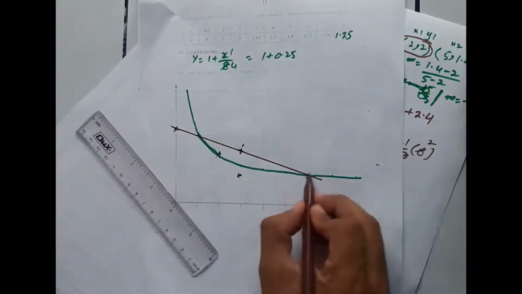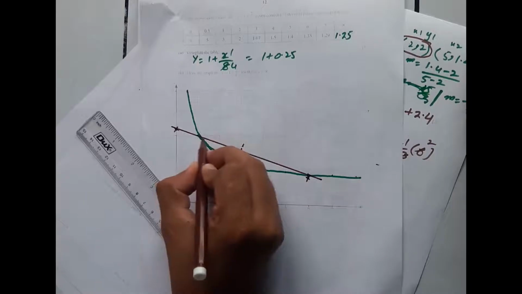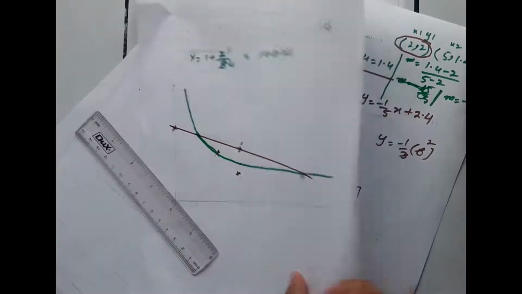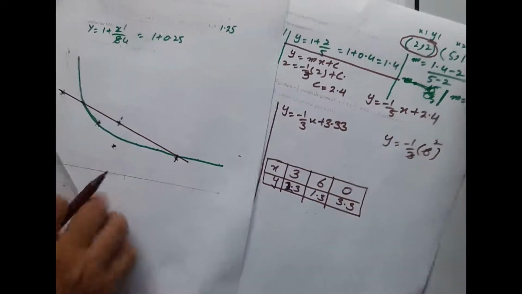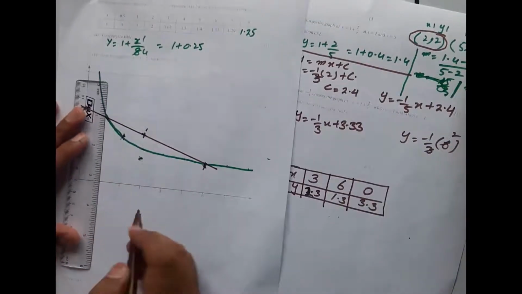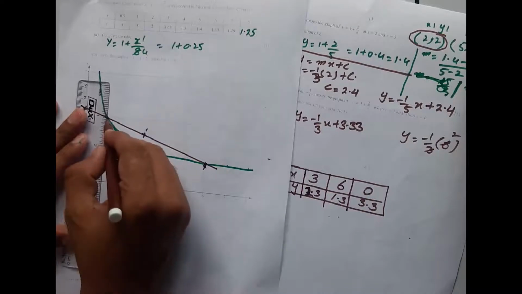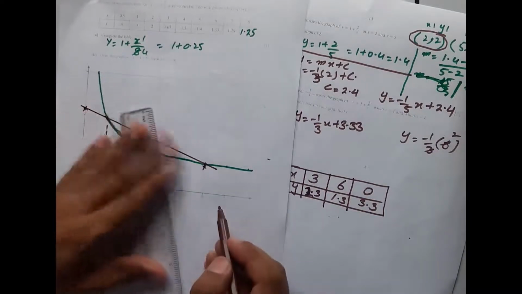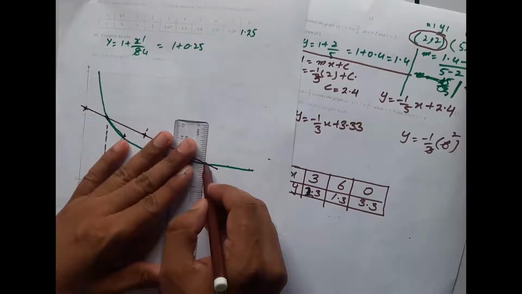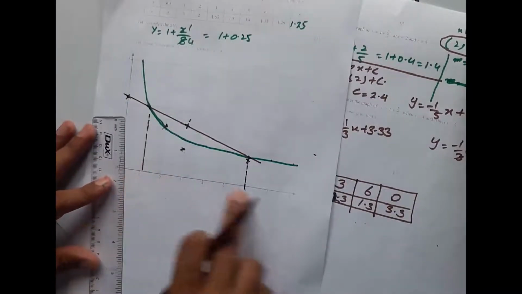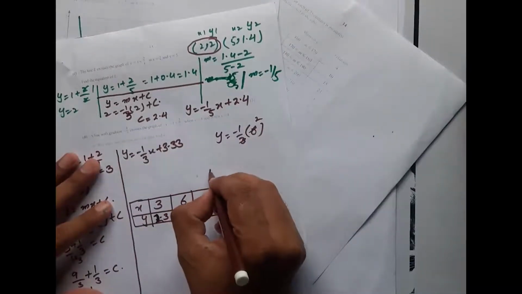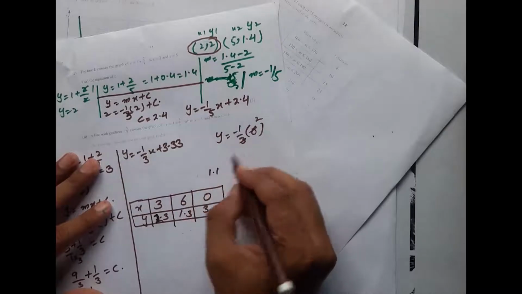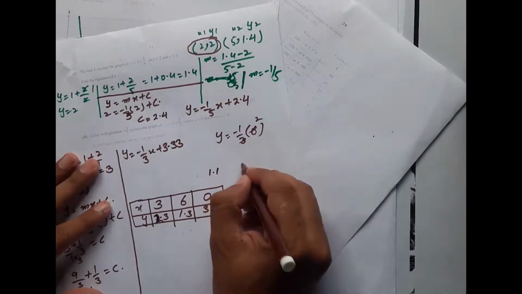This line is cutting here and here. These are the two solutions of x. So x will vary from this point and from this point. So the x values are from 1.1 till 6. Clear? 1.1 till 6.